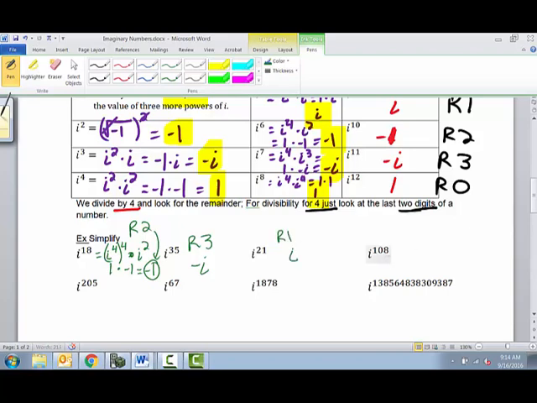I to the 108, we just look at the last 2 digits, 08. 4 goes into 8 twice, no remainder. The answer is just 1. I to the 205, just look at the last 2 digits, 5. 4 goes into 5 once with a remainder of 1.